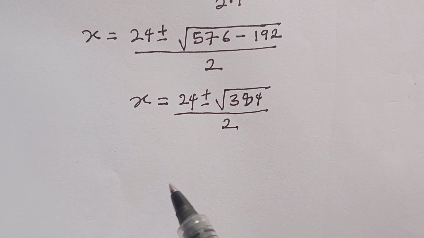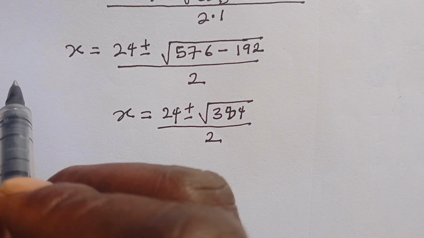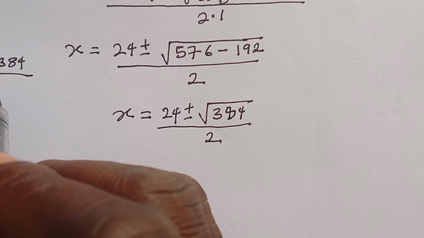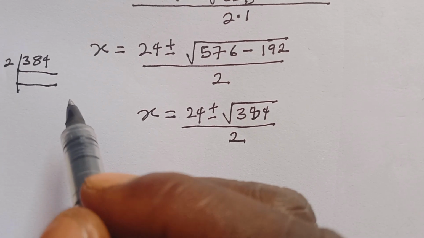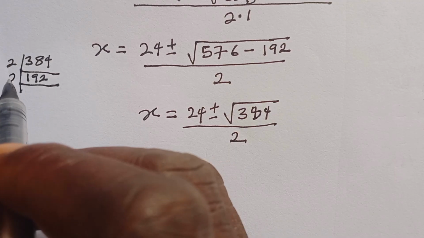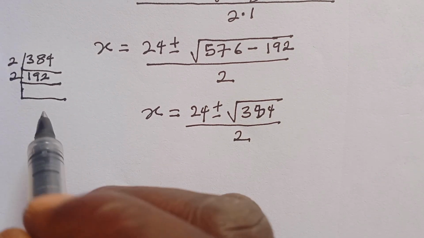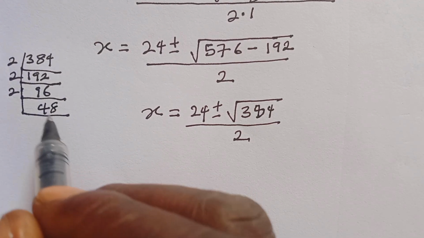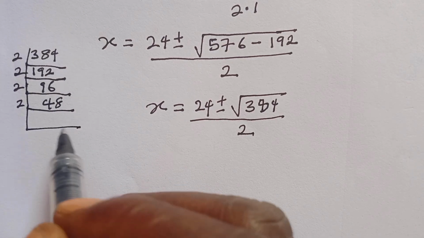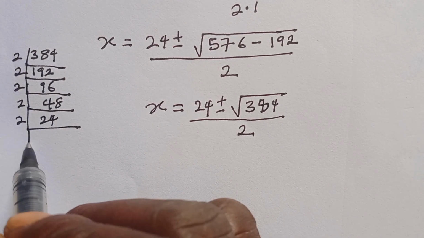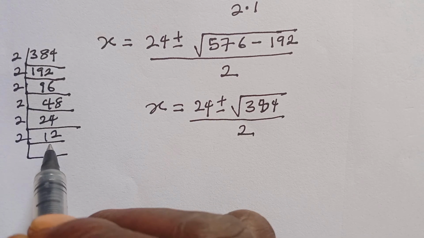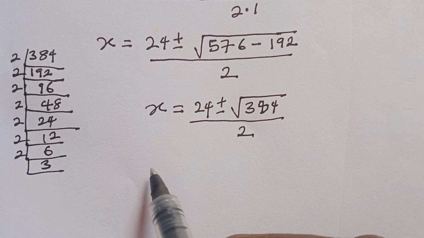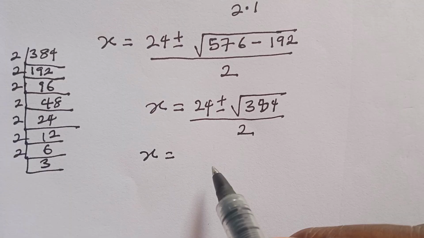So moving forward, let's try and divide 384 by 2 repeatedly so that we'll be able to simplify our equation. 384 divided by 2 gives us 192. 192 divided by 2 gives 96. 96 divided by 2 gives 48. 48 divided by 2 gives 24. 24 divided by 2 gives 12. 12 divided by 2 gives 6. 6 divided by 2 gives 3. So this shows that 384 is 2 raised to power 7 multiplied by 3.